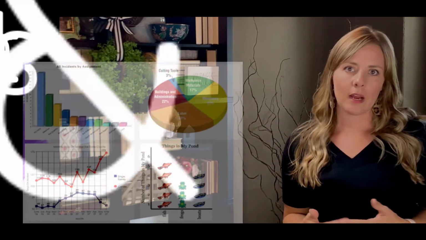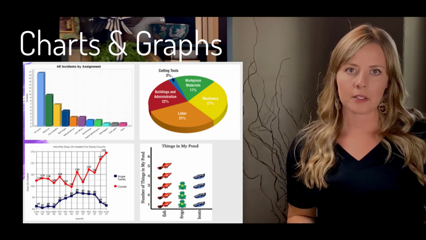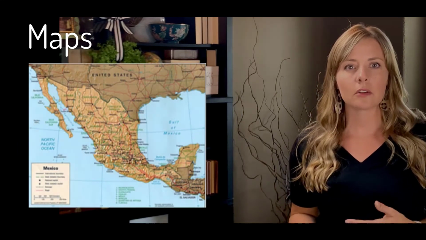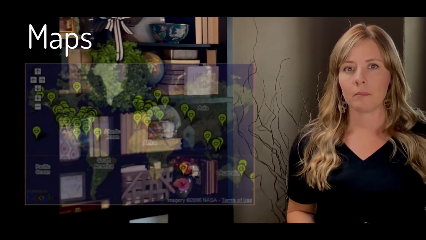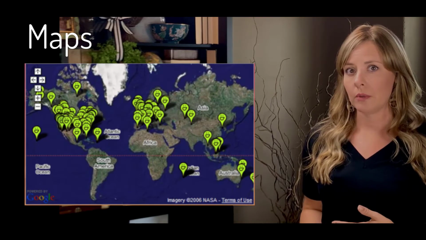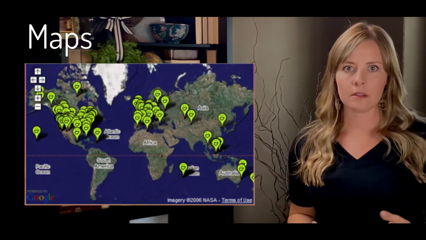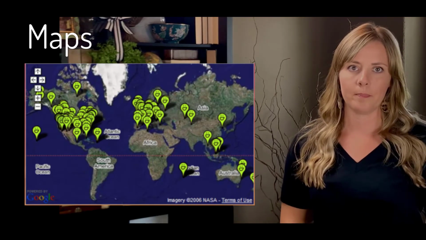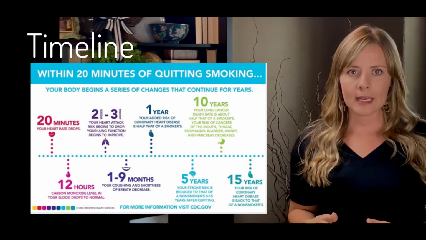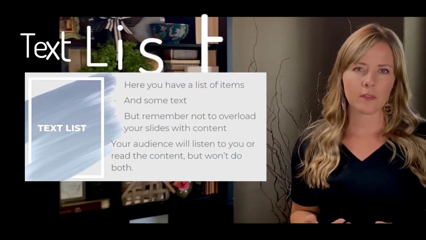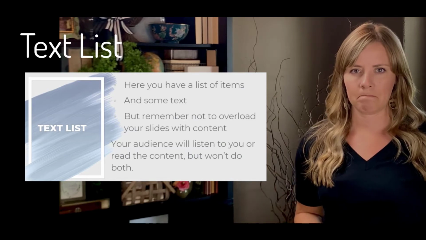Using charts and graphs is beneficial when making a comparison or showing a trend. A map is helpful when discussing a particular region specific to your topic. This type of map would be beneficial if I wanted to show you the concentration of, let's say, social media users in the world. It's an easy comparison and visually impactful. A timeline is helpful when showing progression, and a text list would be beneficial if you have a list of items that you are explaining.